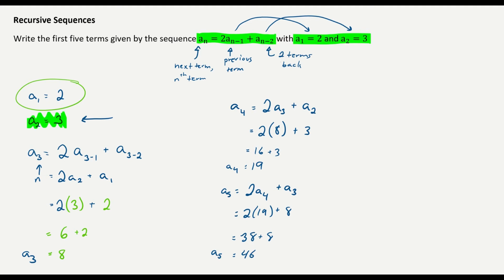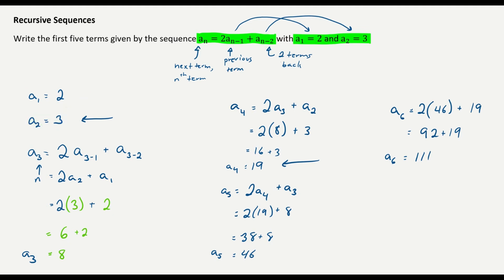So we answered the question, what are the first 5 terms, and we found them. But let me go just one further, a sub 6, real quick. So 2 times the previous term plus the term 2 behind it, which is the fourth term, which is 19. So 2 times 46 is 92 plus 19, which gives me 111 for the sixth term. So you can get in the flow of that recursive sequence. And we found our first 6 terms actually: 2, 3, 8, 19, 46, and 111.